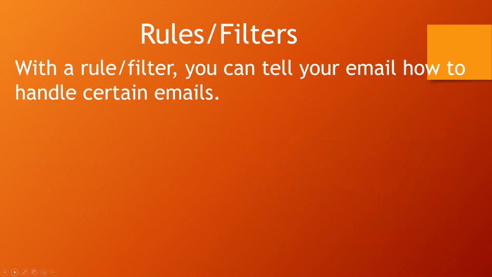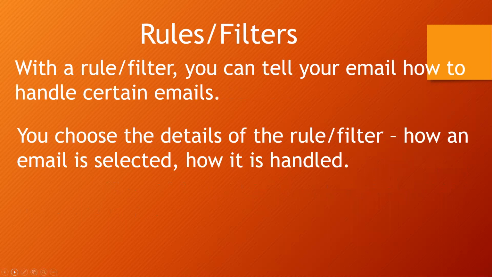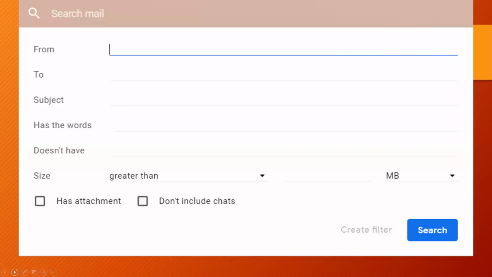All right, so what you do with a rule is you tell your email how to handle certain emails that are coming in. And you have some options. First, you can choose the details of the rule. How is an email selected for the rule? And then you choose how is it handled. And I'm going to show you that.